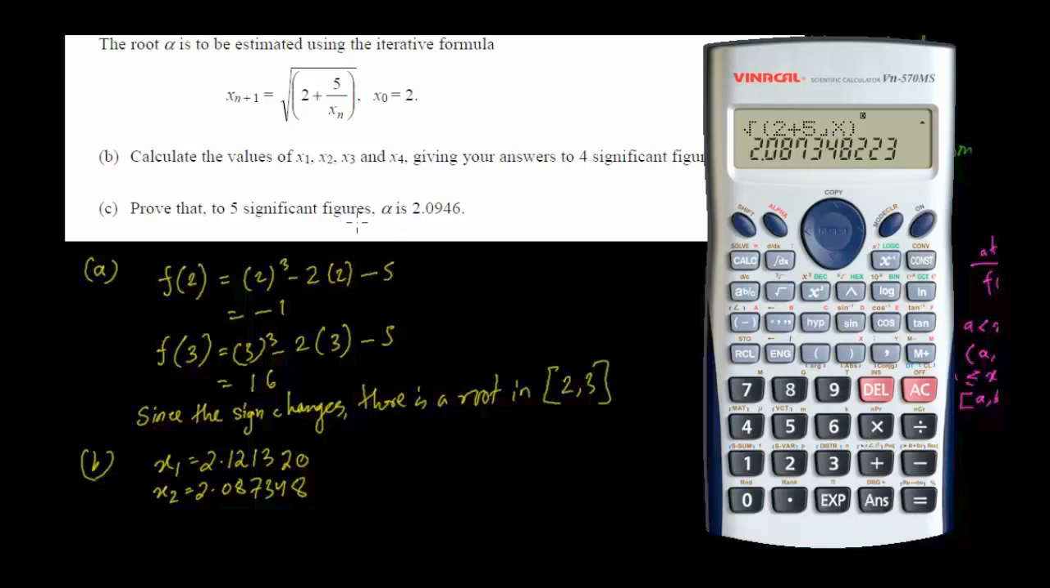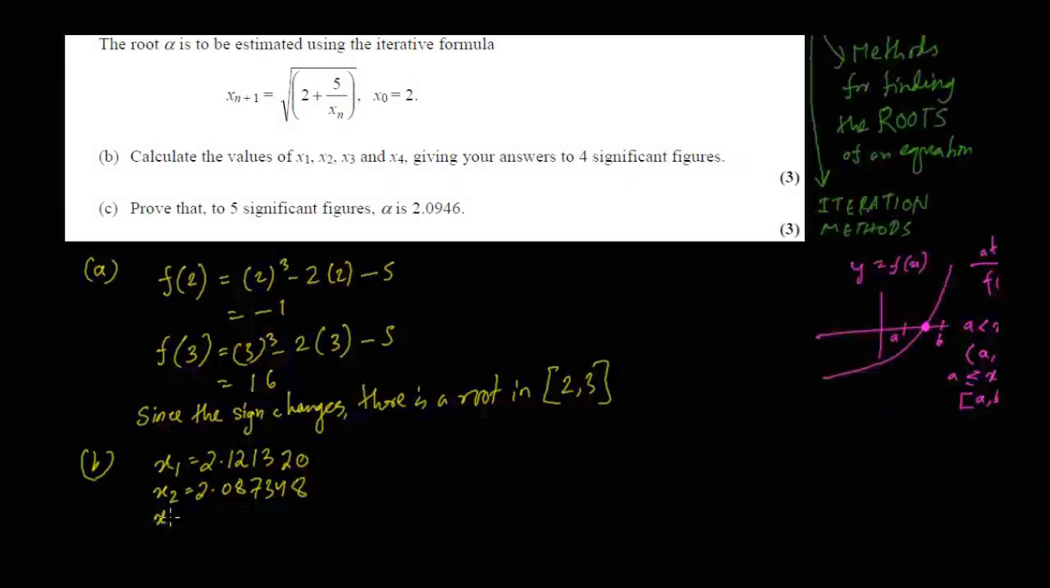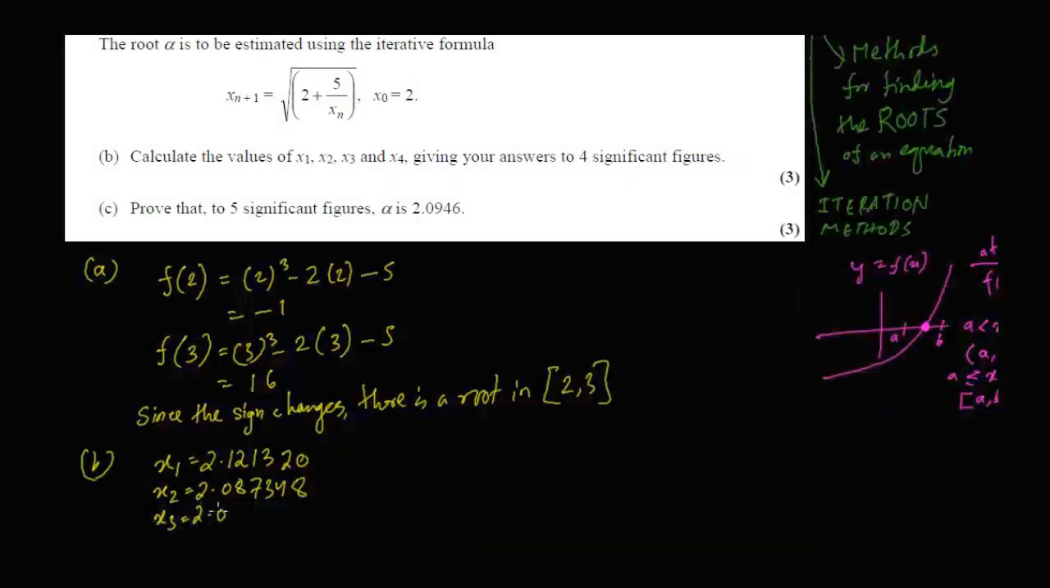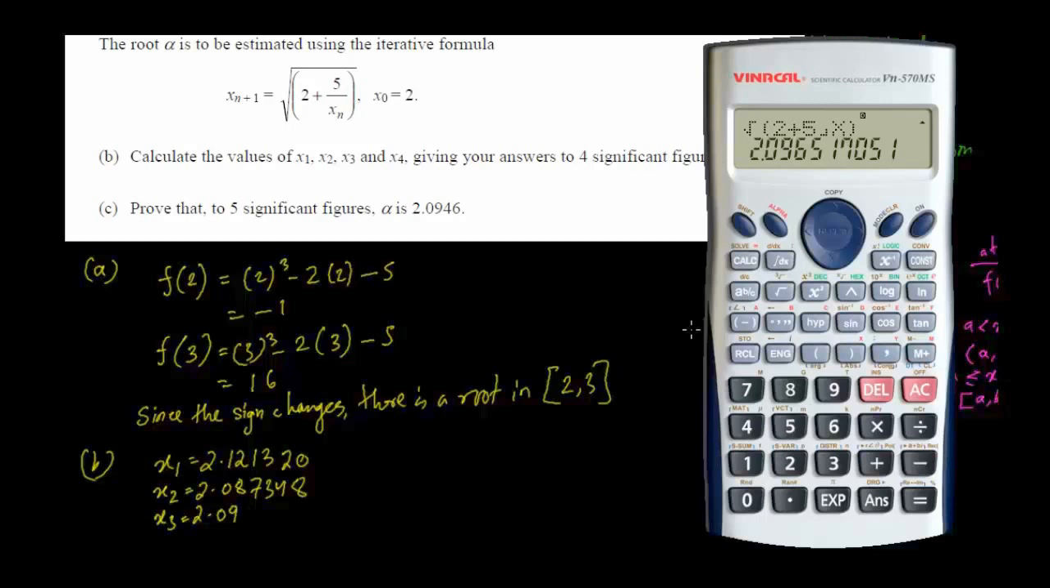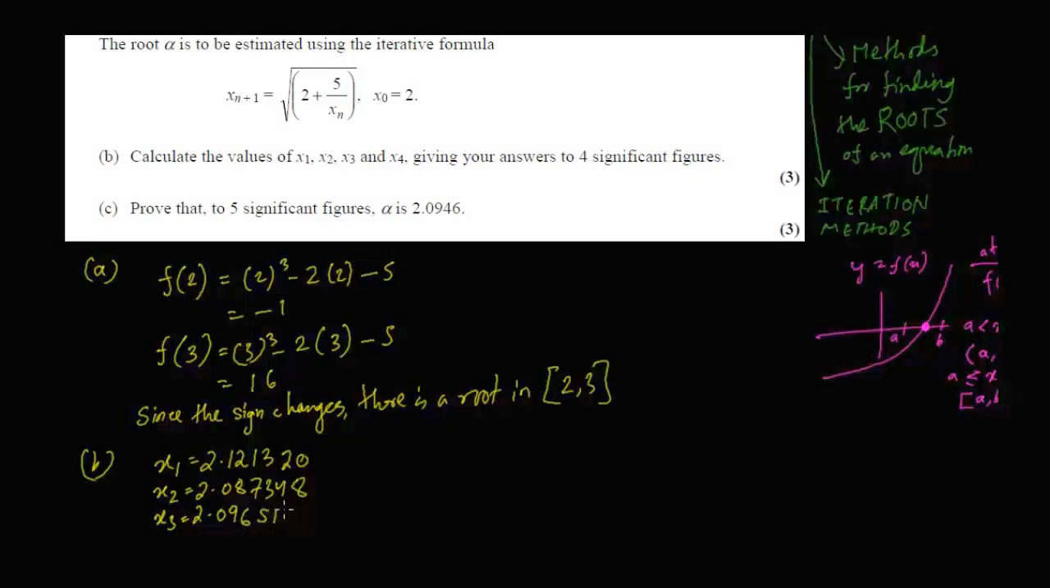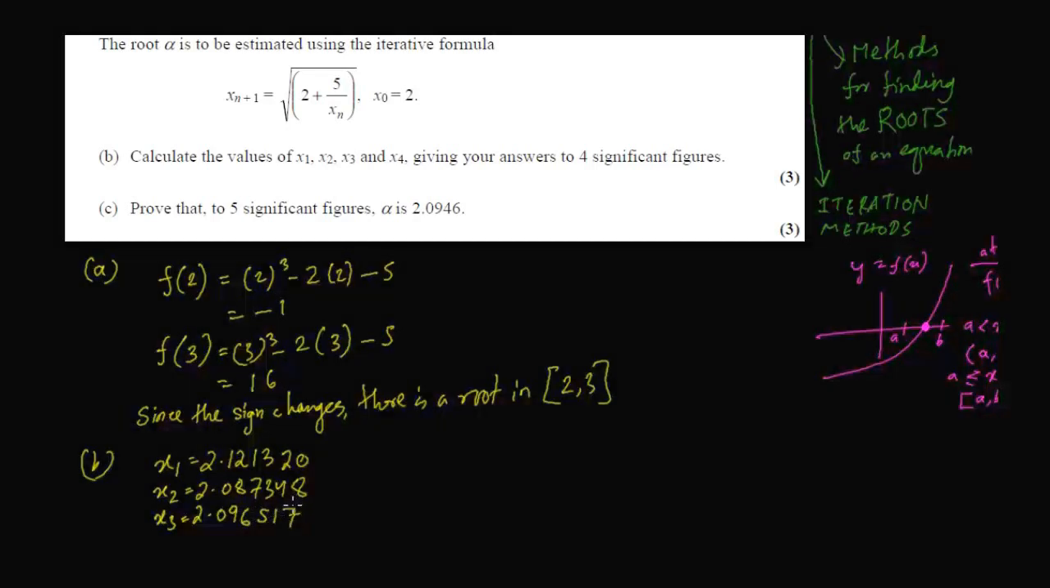Now I want to take in the next value, which is x3. Let me press calc again. So the calculator is now ready to take another value of x. So I want to input x2. So let me press answer, equals to, it will be 2.096517. x3 is 2.096517. Now finally we have to find x4.